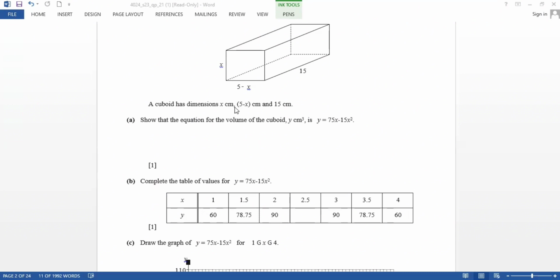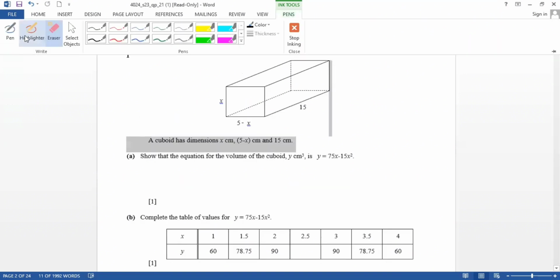Today we are doing Maths O-Level past paper, Summer 23, question paper 21. So the first question is: a cuboid has dimensions x centimeter, 5 minus x centimeter, and 15 centimeter. Show that the equation for the volume of the cuboid, y centimeter cube, is y equals 75x minus 15x squared.